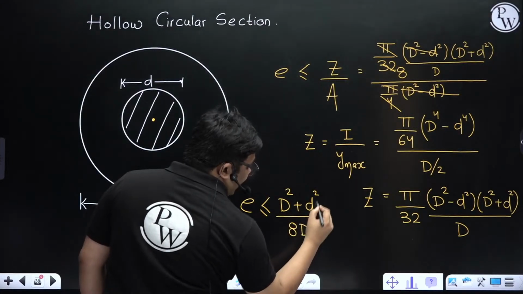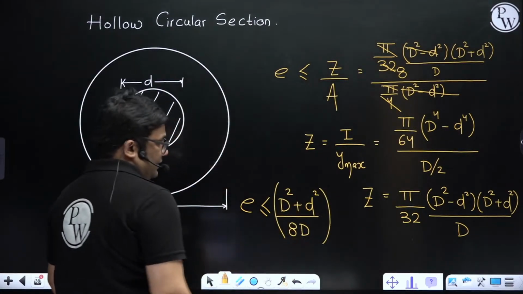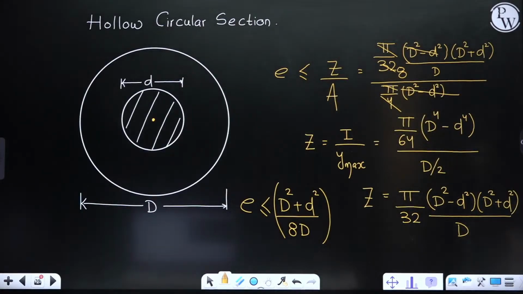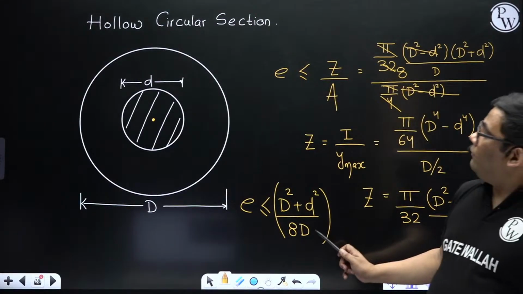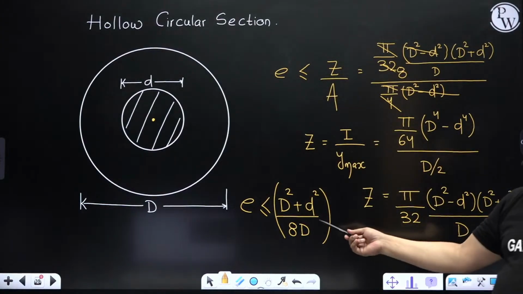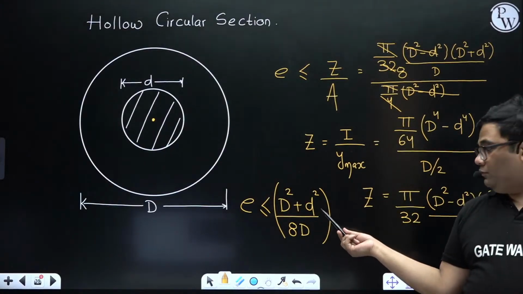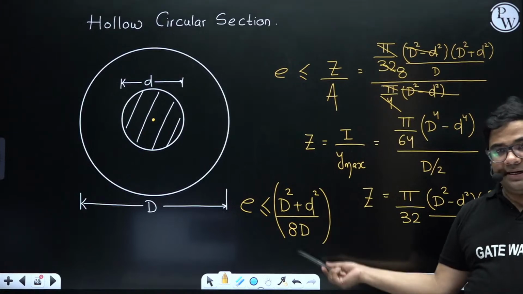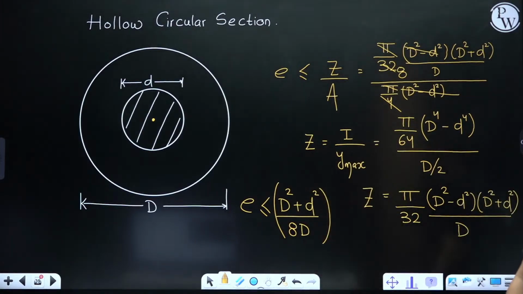So this is the eccentricity of the core for the hollow circular section, right? And suppose for making it solid, you put small d as 0, it will be D square by 8D, which will become D by 8 as in the solid one, right?